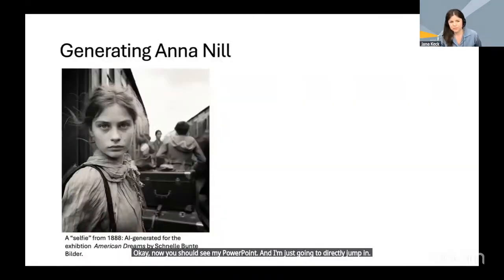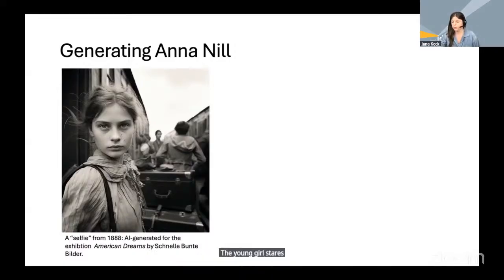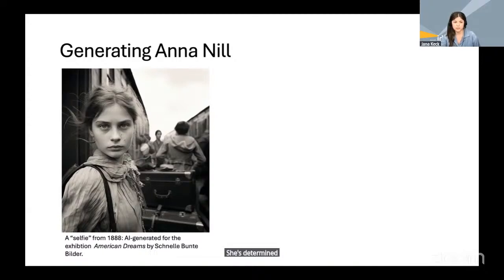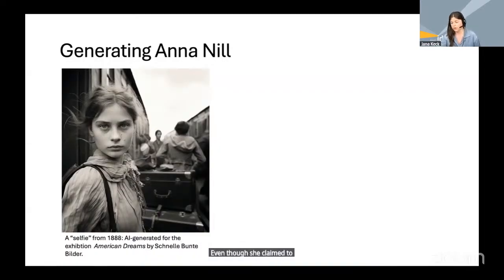I want to start my presentation today with an image of Anna Nil that you can see here. The young girl stares sternly into the camera. Her long, slightly disheveled hair blows in the wind as she stands on the street with packed suitcases. Allegedly a young rebel in school and discontent with her life, she's determined to emigrate from the Kingdom of Württemberg to the United States on her own at the age of 15, even though she claimed to be 17 upon her arrival.